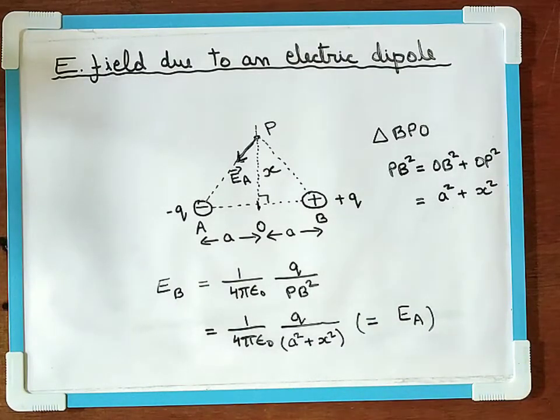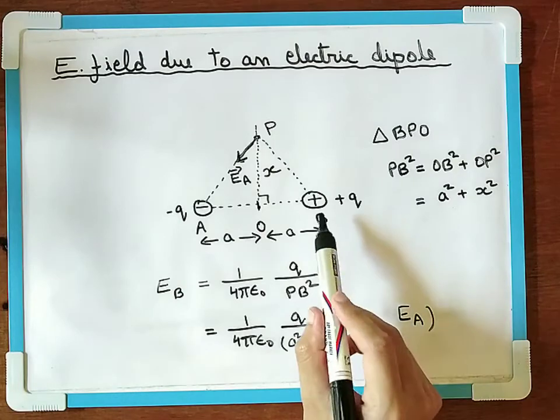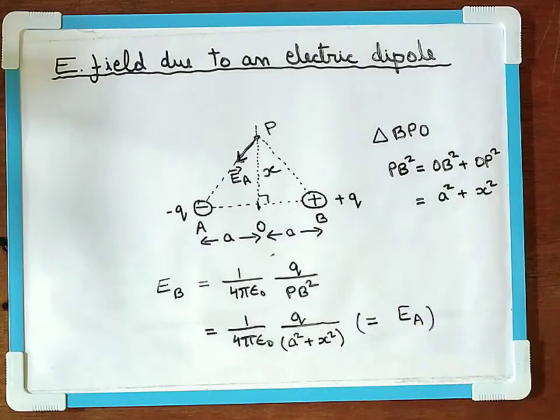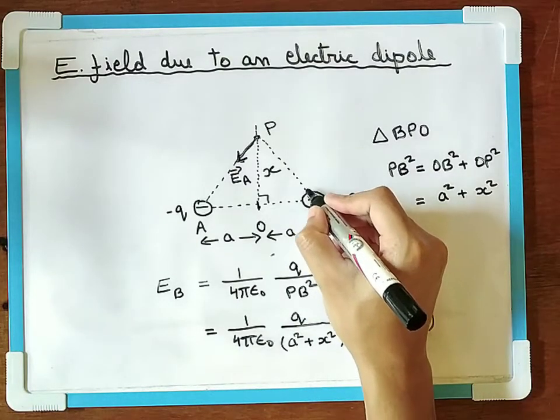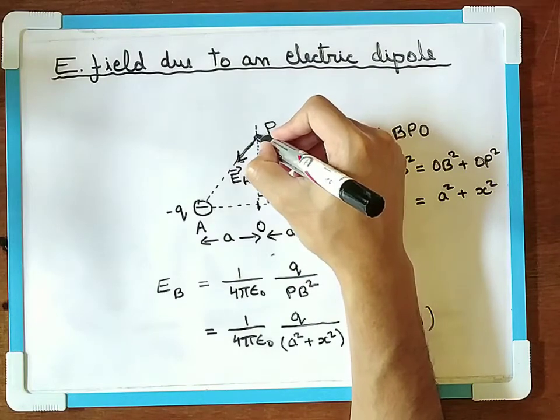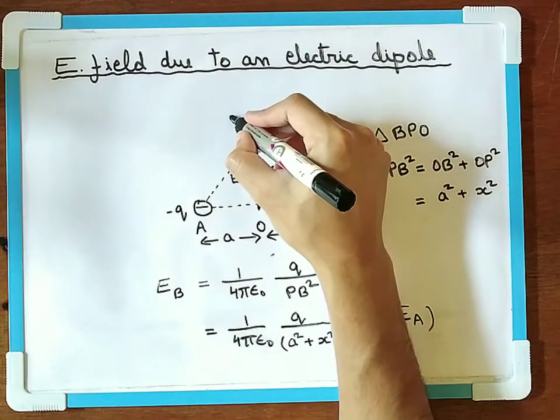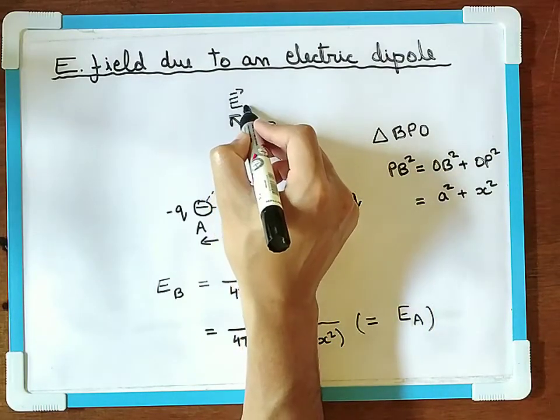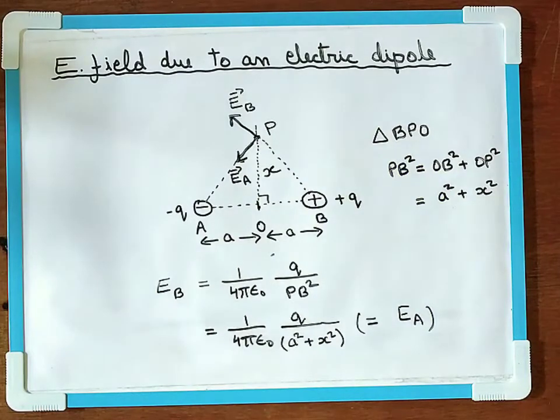Now for EB, again we have to use the concept of electric field lines. According to the properties of the electric field lines, for positive charge, the electric field is directed away from it. So for EB, the direction will be away from the positive charge, or in the direction BP. So this is the direction of the electric field EB, away from the positive charge.